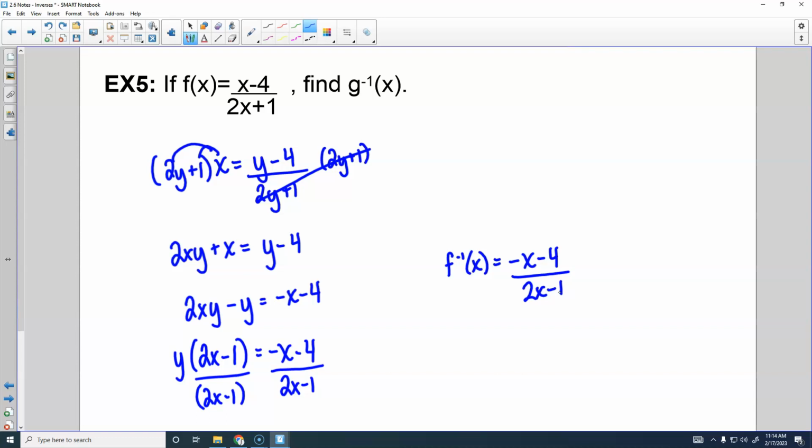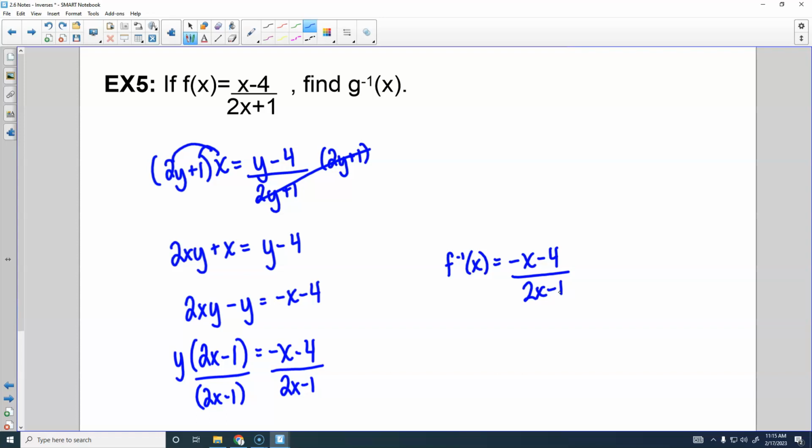That's what I got. So I'm seeing lots of correct answers when I walk around this time. So here's what I've got: negative x minus 4 over 2x minus 1. If you got negative 4 minus x, that's the same, right? I saw a few of you that had it written backwards from what I have, but it's still mathematically equivalent. There's no correct way necessarily to write that there.